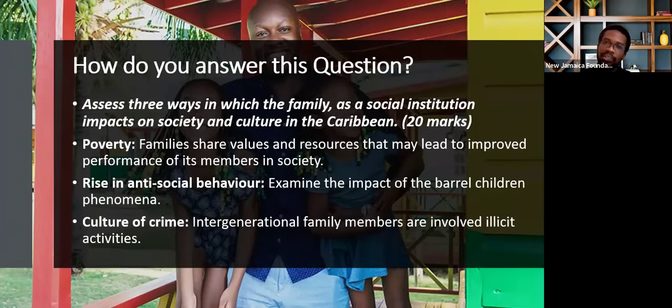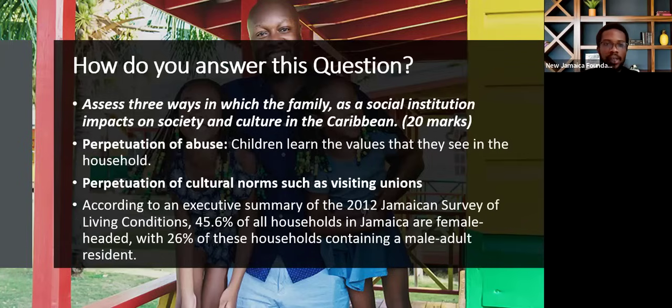In countries like Trinidad and Guyana, where there's a high population of Indians, you can look at how the family works as a socializing institution that may create, or you can see the emergence of, the extended family structure. So this one really allows us to reflect on how the family works in the Caribbean and how that impacts society. You can see other ways, for instance, the perpetuation of abuse. Children learn the values that they see in the household and they do what they learn; children live what they learn.